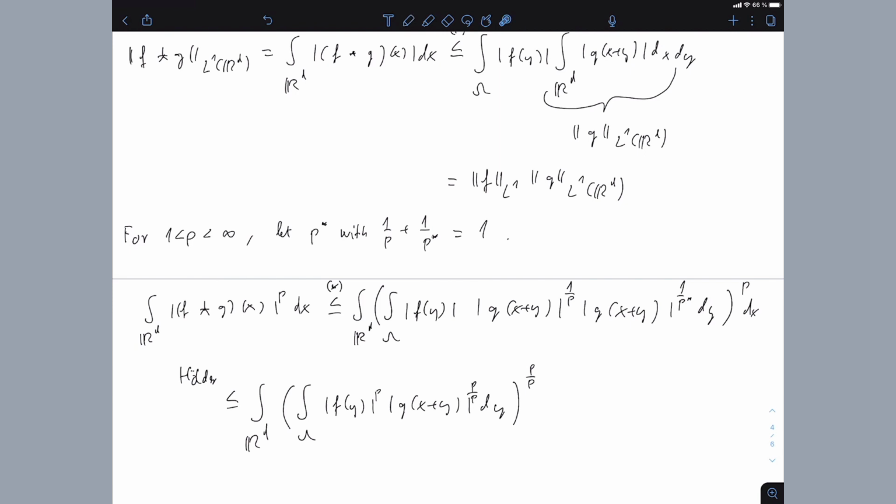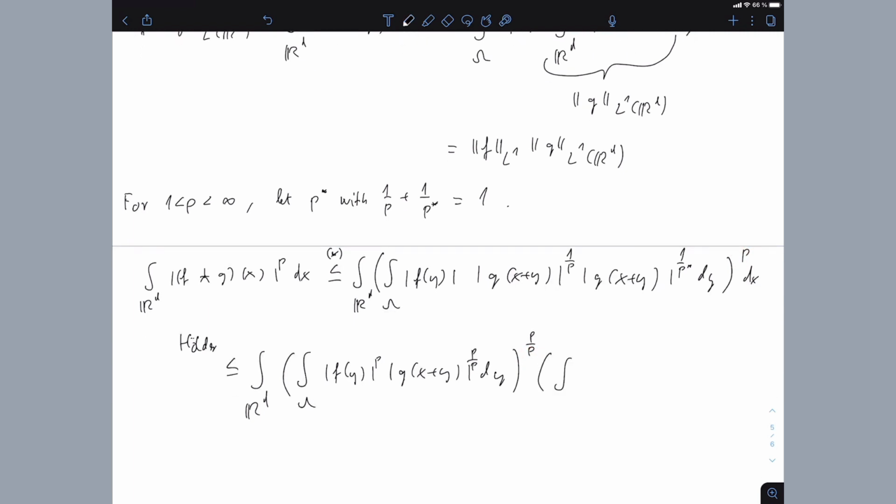Yeah, so Hölder says I have to take the p's power here. Gives me a p here and 1 here. And outside I have to take 1 over p. Combined with this to the p, we have this p divided by p. And the second part here now is with p star: g of x plus y dy to the p divided by p star. Yeah, Hölder again has here p star divided, adds to the p star, which cancels with the p star that I already have. And the p that I have here is combined with this 1 over p star there.